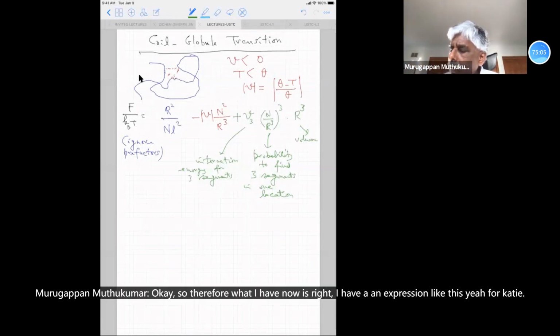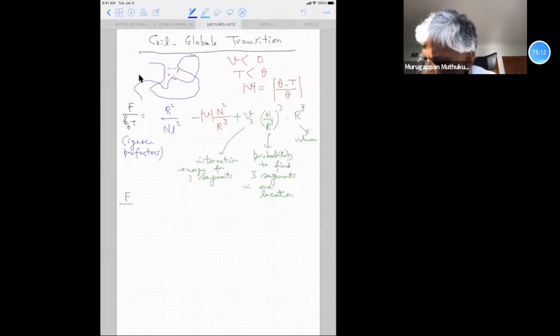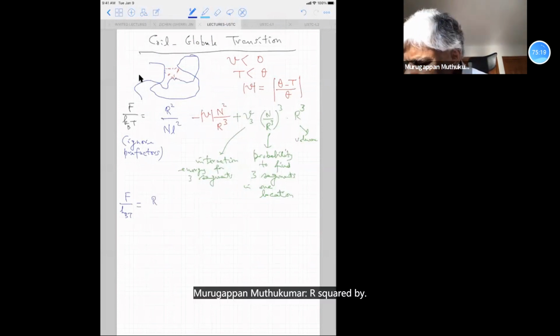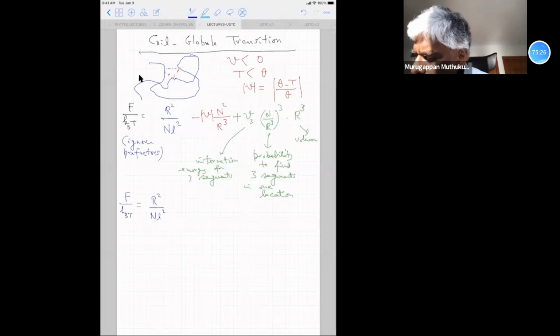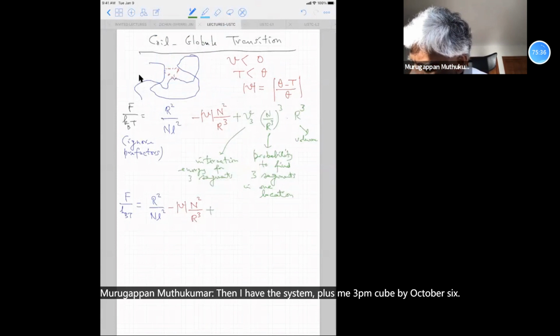Okay. So therefore, what I have now is an expression like this. F over kT is equal to R squared by N L squared, and then I have negative modulus of V times n squared by R cubed. Then I have this term plus V3 n cubed by R to the 6.